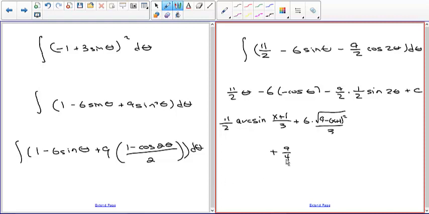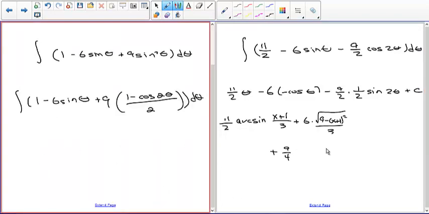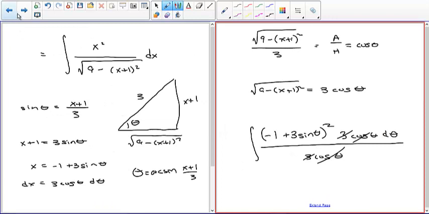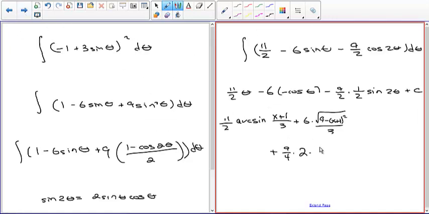So what I'm going to do is do this over here separately, just because I want to put the answer here. So what we have is that the sine of 2 theta is going to be equal to 2 sine theta cosine theta. So we'll have 2 times the sine of theta. Go back here again. The sine of theta is x plus 1 over 3. So we're going to get 2 times x plus 1 over 3 times the cosine of theta, which I already have. That was equal to the square root of 9 minus x plus 1 squared over 3 plus c.